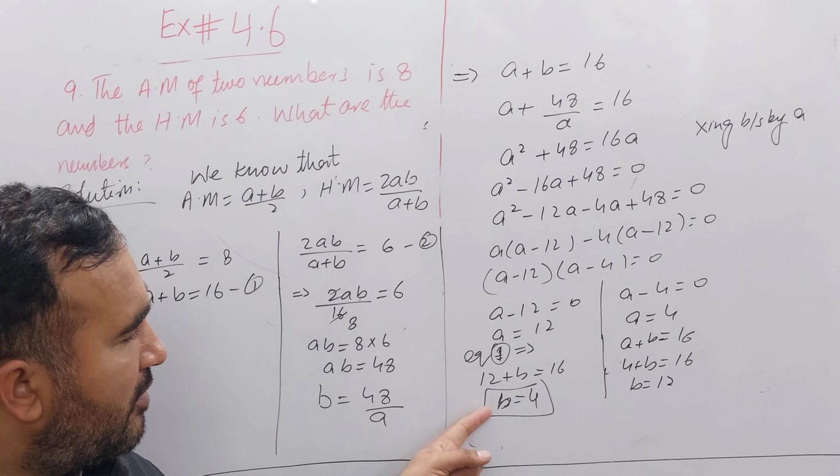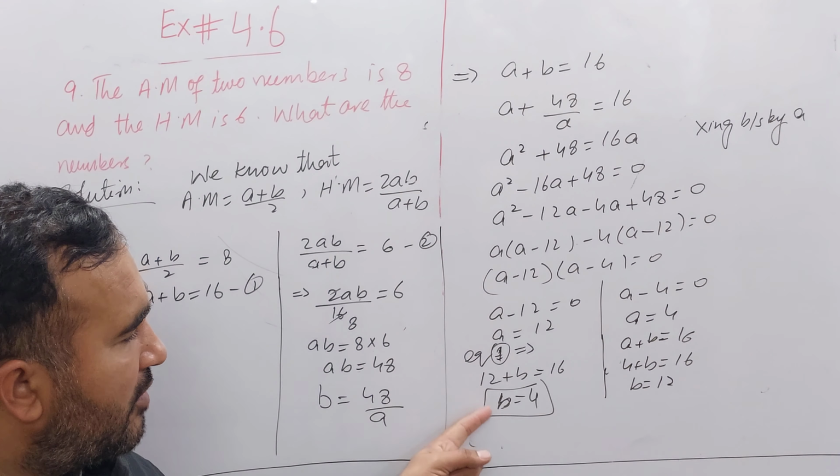In question number 10, students, it says that the harmonic mean of two numbers is 4 by 5, it's a mixed fraction, and the geometric mean is 6. So what are the numbers? The harmonic mean of two numbers is given by 2ab divided by a plus b, which is the same formula we have been using in this exercise.